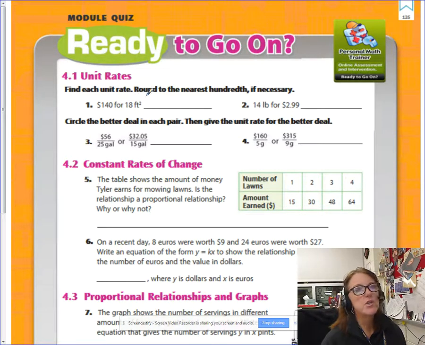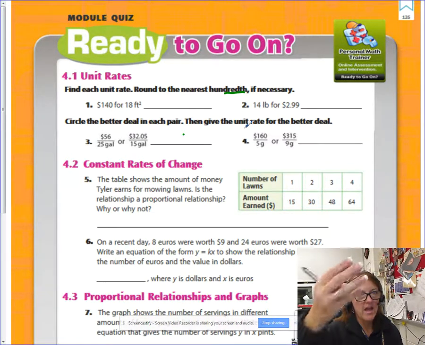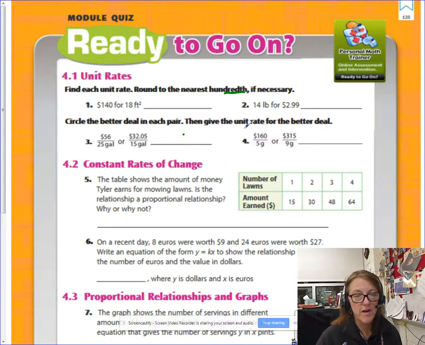It says find each unit rate. Round to the nearest hundredth if necessary. Now, when we're talking about unit rates, that means it's a ratio comparing two numbers. The rate part means usually you have different labels, so different objects. Like here, we have dollars and square feet. Here we have pounds and dollars again. And so I want you to write it as this ratio or a fraction.